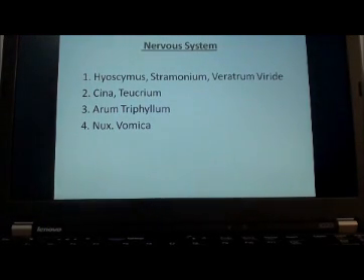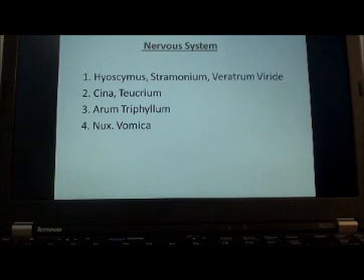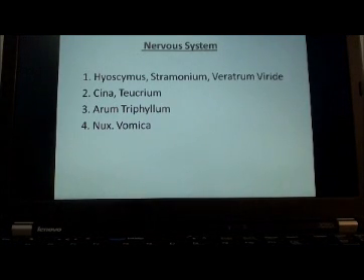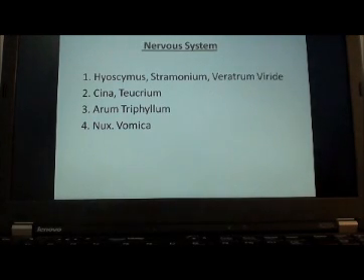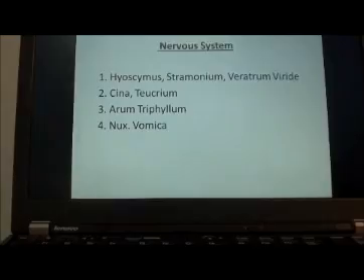Hyoscyamus, Stramonium, Veratrum viride, Cina and Teucrium, Aurum triphyllum, Nux vomica. Now Hyoscyamus, Stramonium, Veratrum viride, as you know, these are the salts related to, or the drug related to, belladonna, and you have to refer to Materia Medica for the symptoms which may commonly occur in these drugs.